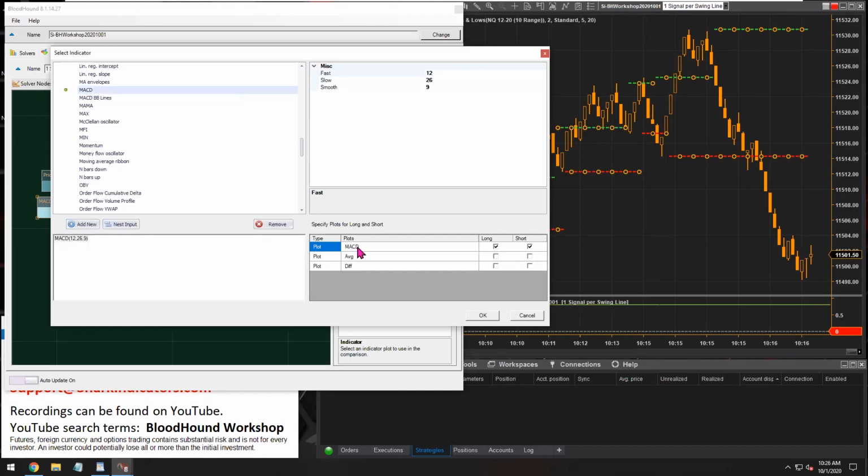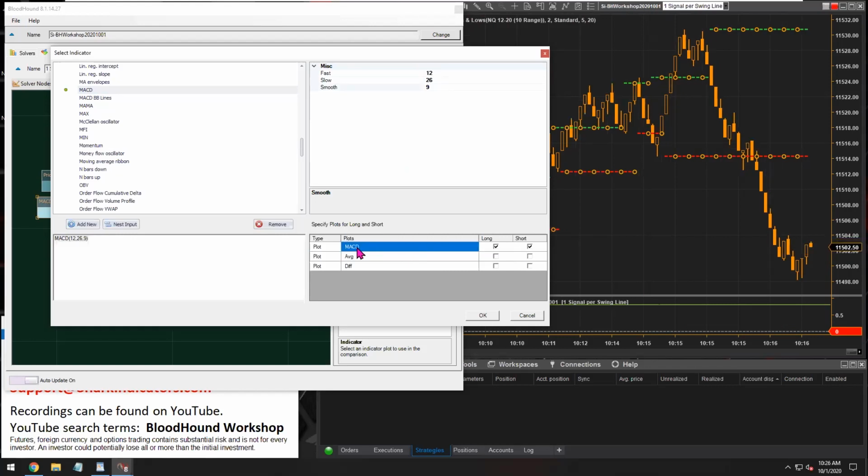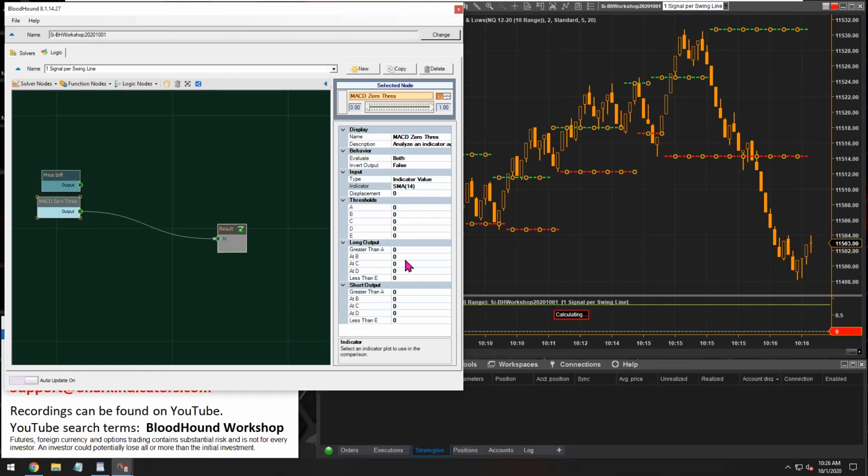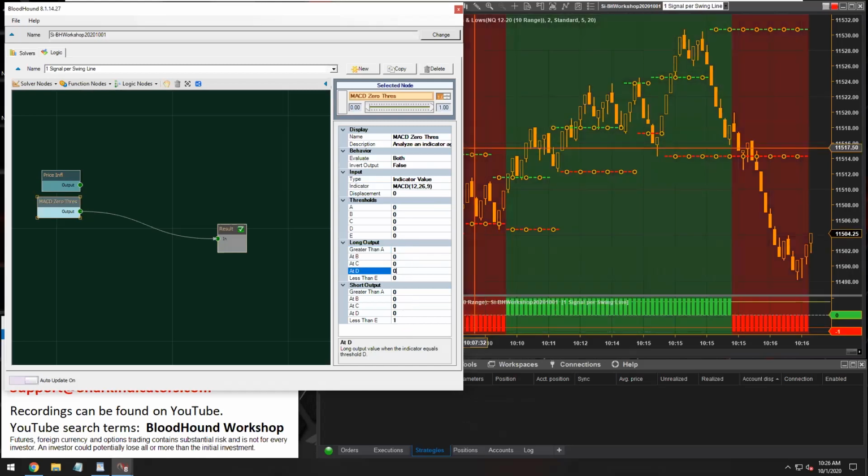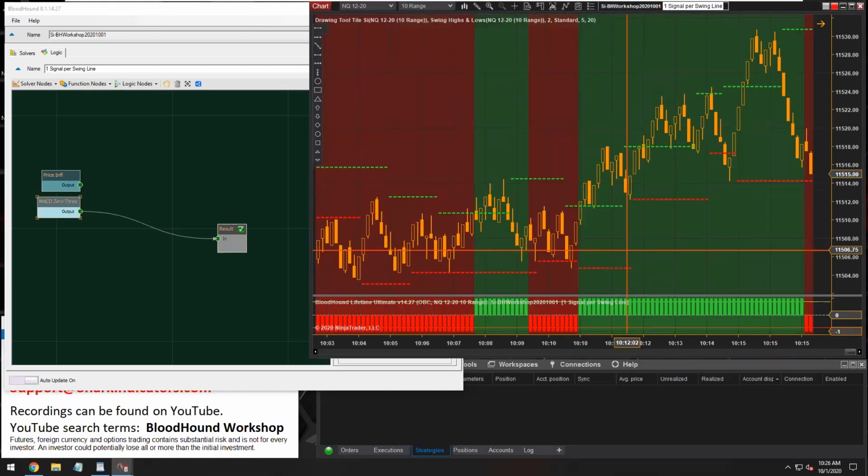And I'm just going to use the default MACD settings here. And the MACD line is already selected because it's the plot on the top of the list there. Right, so we'll click OK. And now I just need to set my outputs like so. And basically, this is just telling me when the MACD is above the 0 line for the MACD.